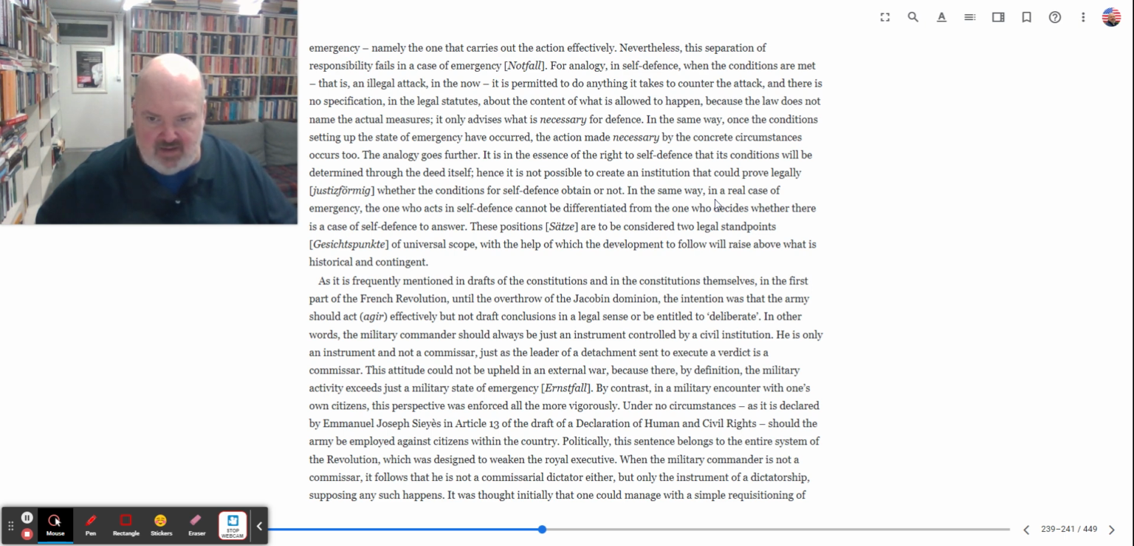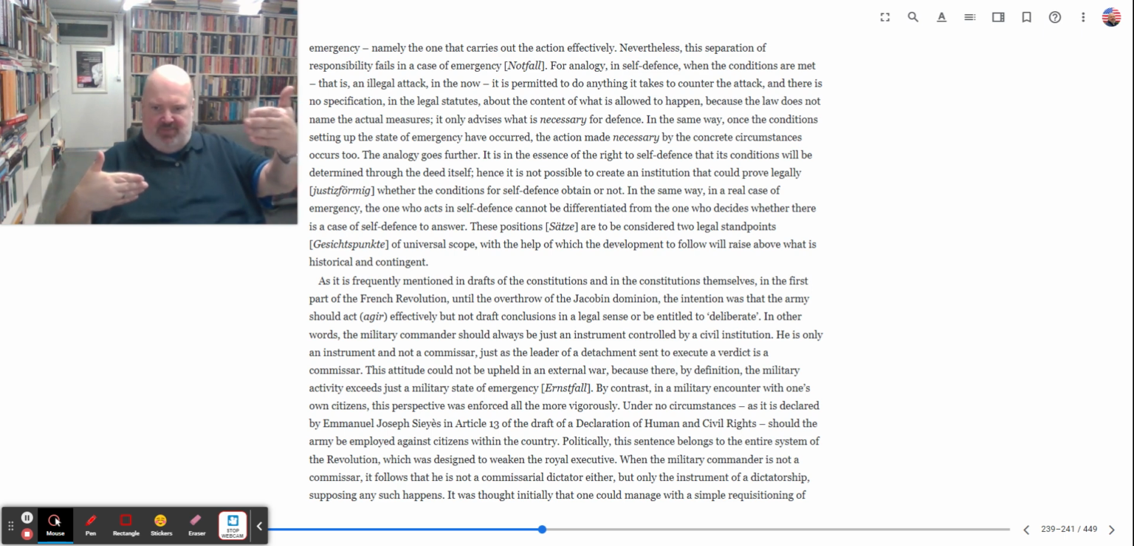In the same way, in a real case of emergency, the one who acts in self-defense cannot be differentiated from the one who decides whether there is a case of self-defense to answer. In other words, in the real case of emergency, the crisis, no other party can do it. It has to be the same party, the person who's going to respond.